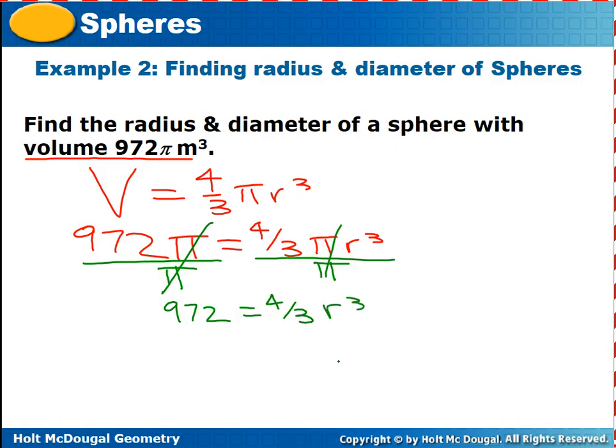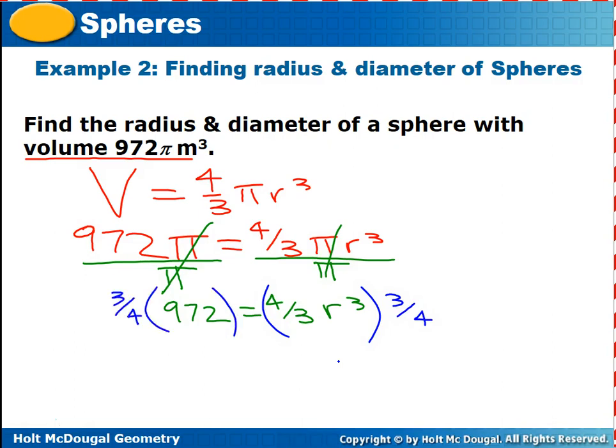Now we got to get rid of that 4/3. Hopefully all of y'all remember the way we get rid of a fraction is to multiply by its reciprocal. So the reciprocal of 4/3 is the inverse of it. So that's going to be 3/4. So we're going to multiply both sides by 3/4.